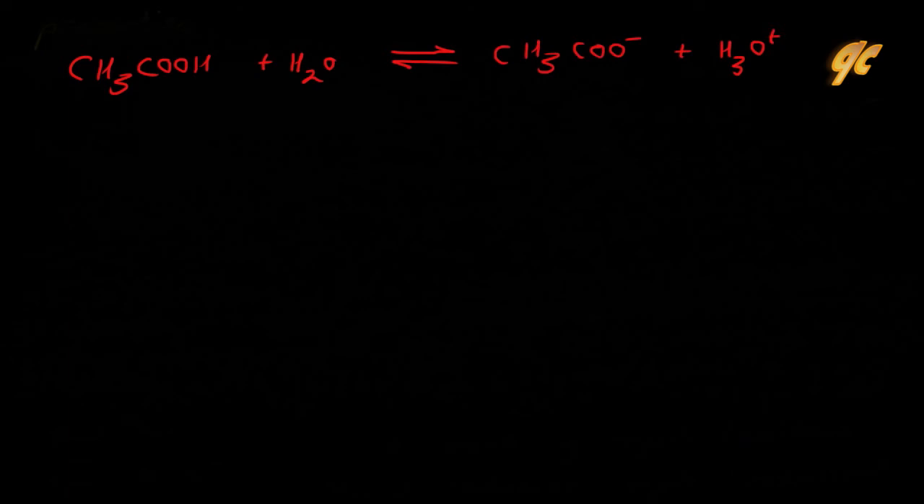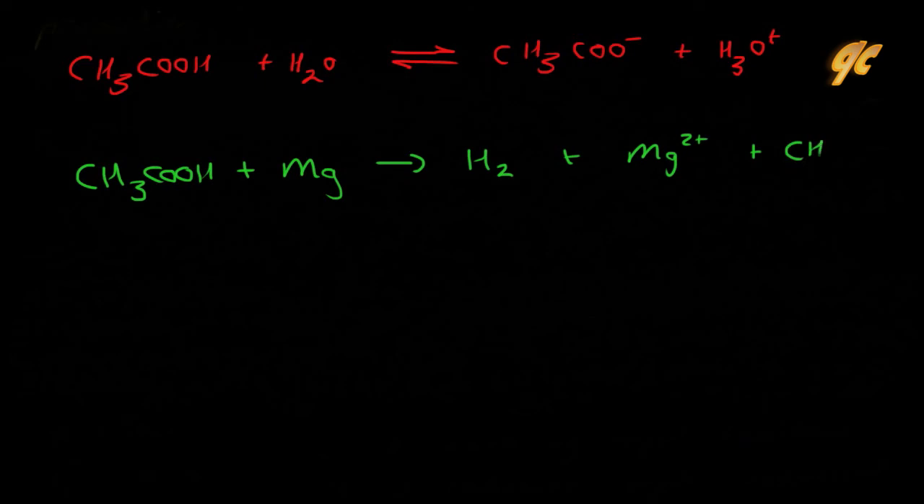Because it's an acid, it also undergoes many reactions just the same as any other acid. For example, if we were to react ethanoic acid with a metal such as magnesium, it would go to make hydrogen, a magnesium ion and the ethanoate ion, which we leave separate because they're both aqueous.